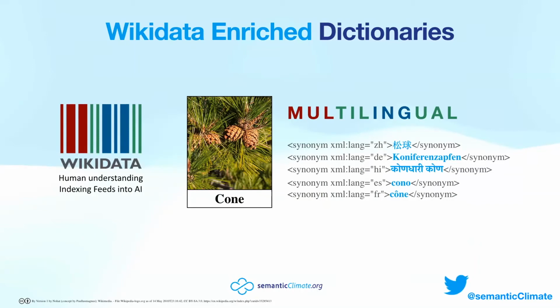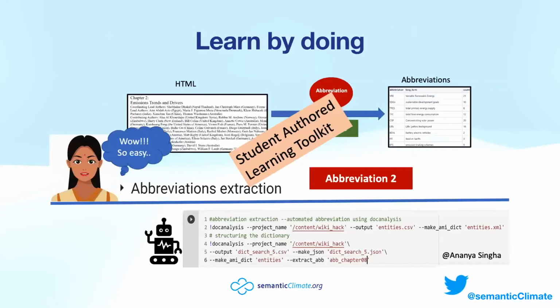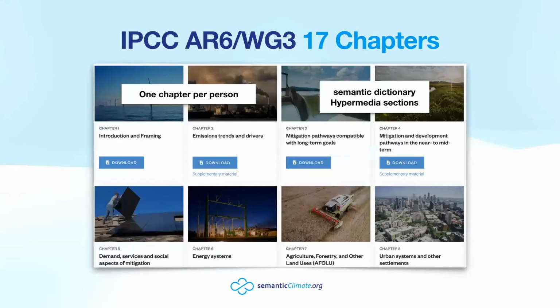And therefore, when we convert the given PDF through our dictionaries, or when we embed it into Wikidata, we are able to expand out to as many languages as are available on the wiki. Ananya has automated the entire workflow for any of you if you wish to use this. And so we have a student-authored learning toolkit with us. And so here we are.